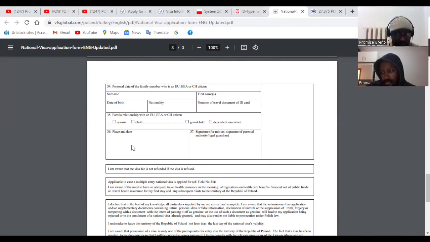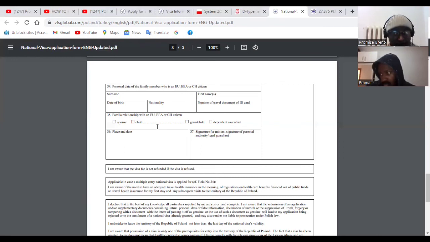If you don't know the date of your appointment yet, let's say for those in Turkey applying from Turkey, you can do that by printing the form first, then filling it by hand. But for those applying from Nigeria, you need to fill the form on the internet, on the e-consulate system.